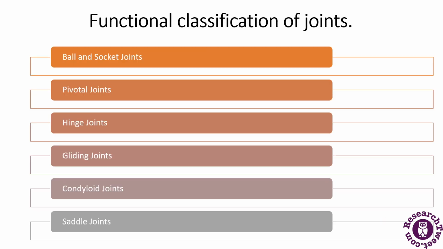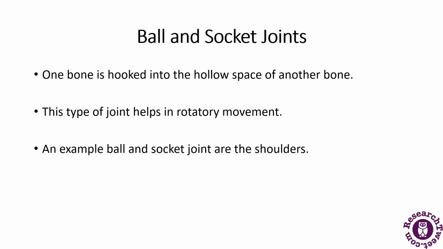Next is the functional classification of joints. The functional classification of joints has been further divided into these parts. Now what are these? Ball and socket joints, pivotal joints, hinge joints, gliding joints, condyloid joints, and saddle joints. So these are the types or classification of the joints.